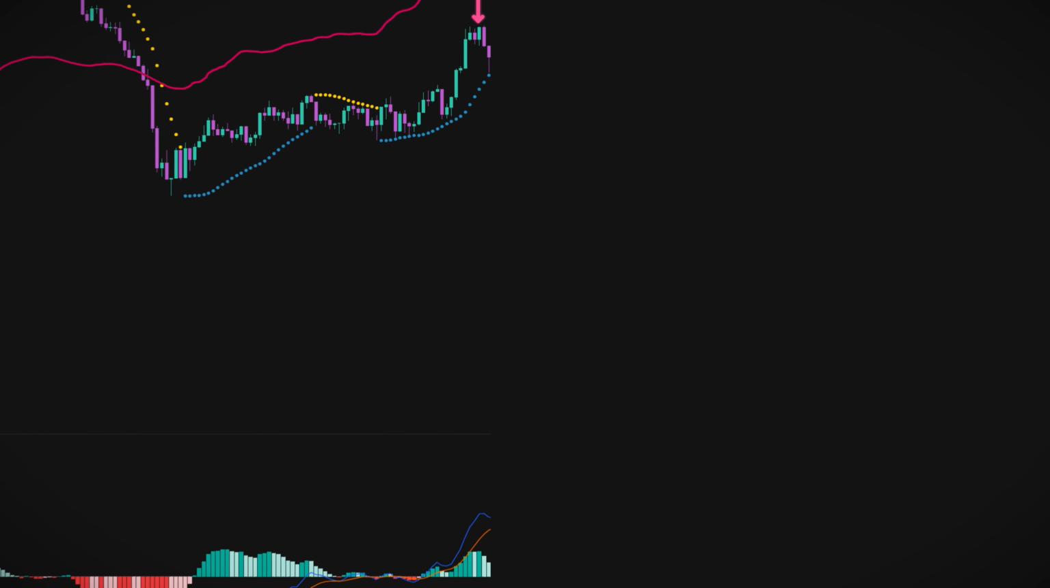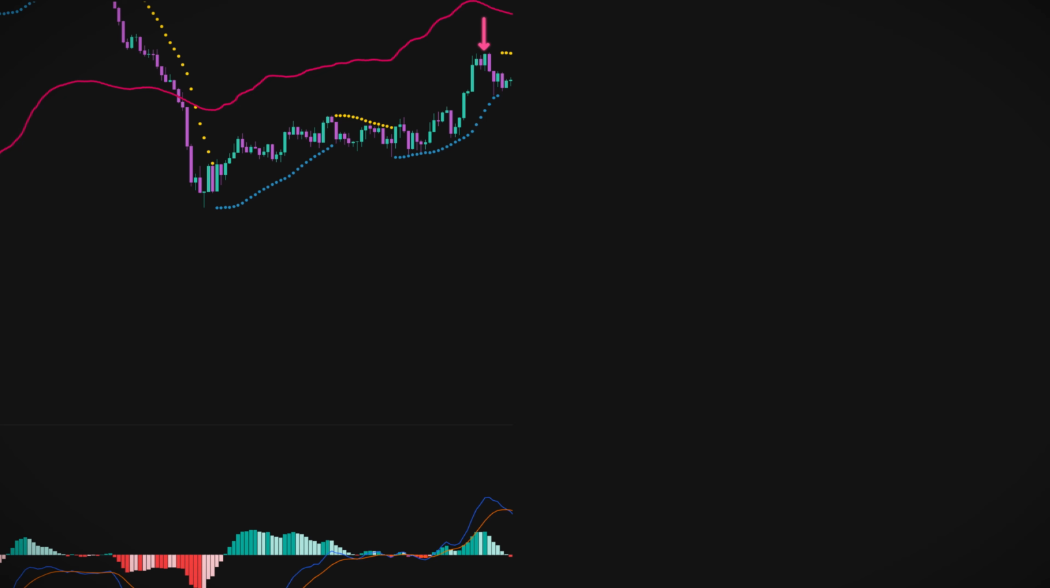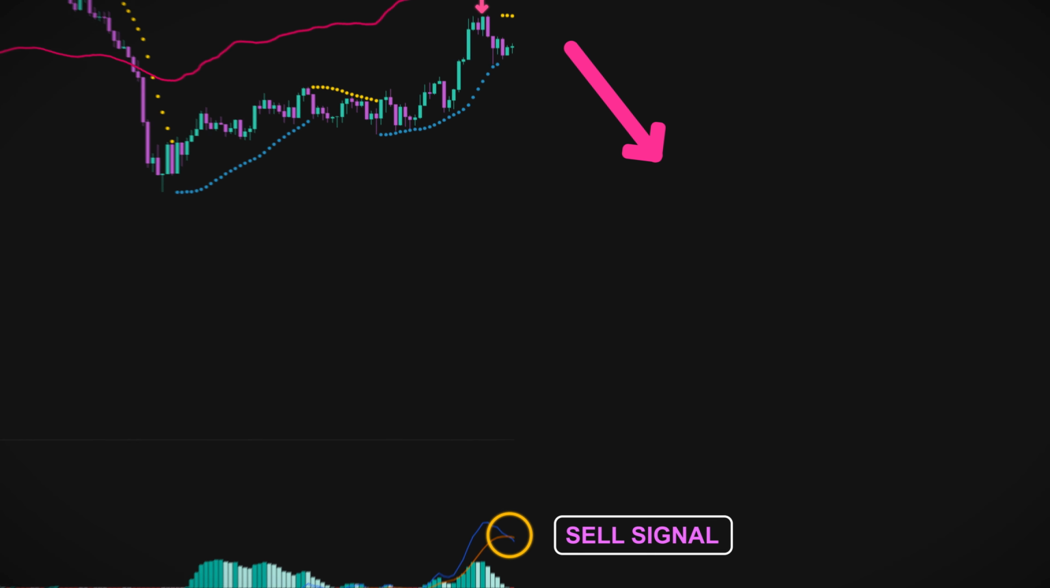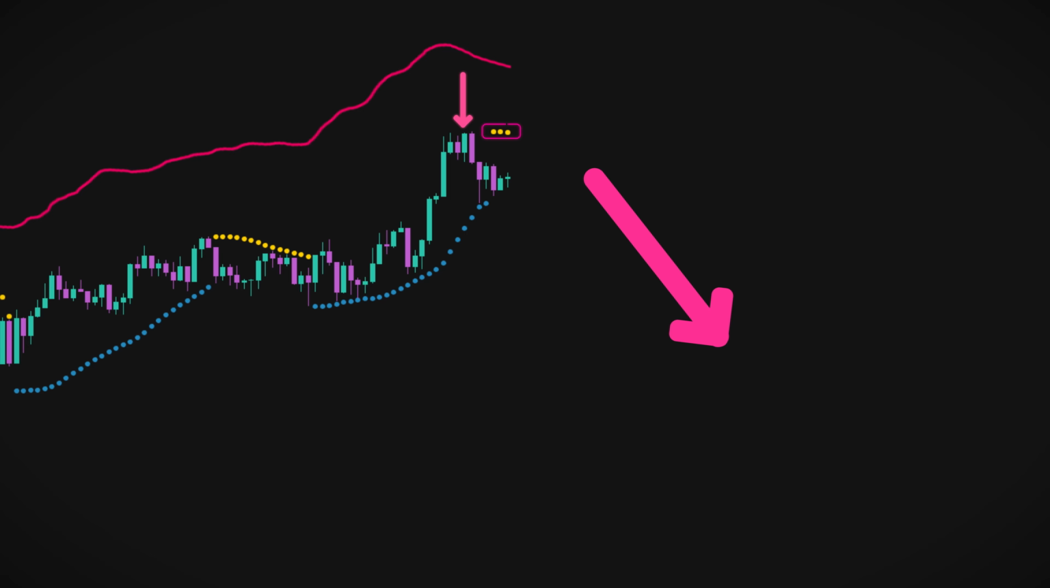Then, we wait for the MACD line to cross below the signal line. This tells us that momentum is moving down, which is a good time to sell. Lastly, the parabolic SAR dots should be above the candles, confirming the downtrend. When all these things match up, it's time to enter the trade.